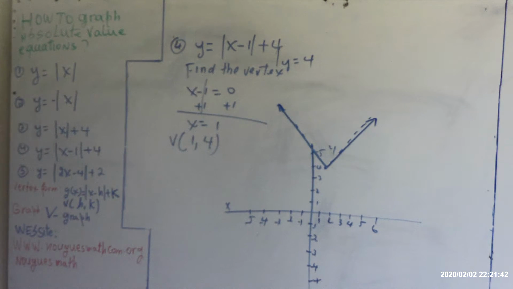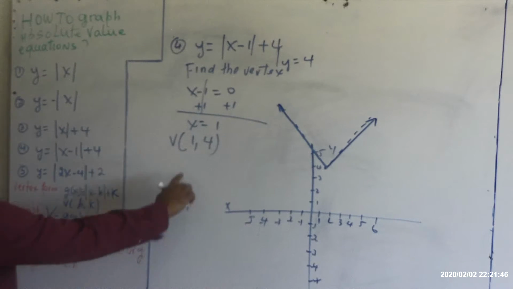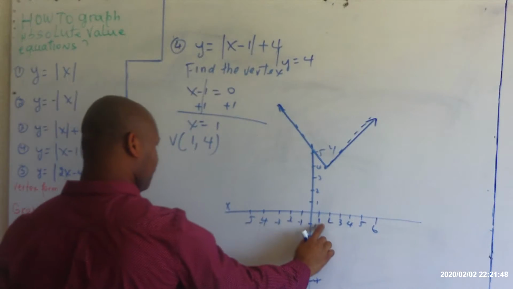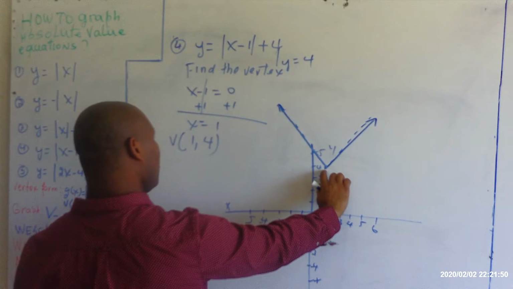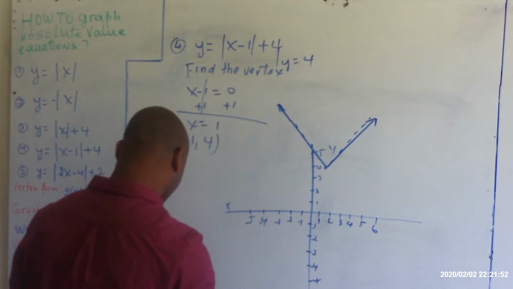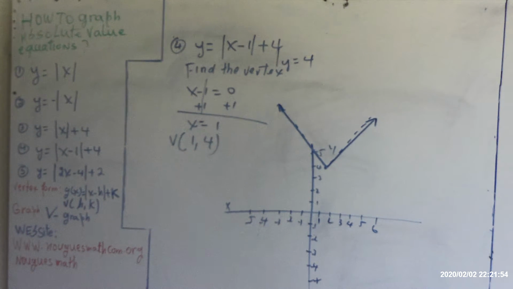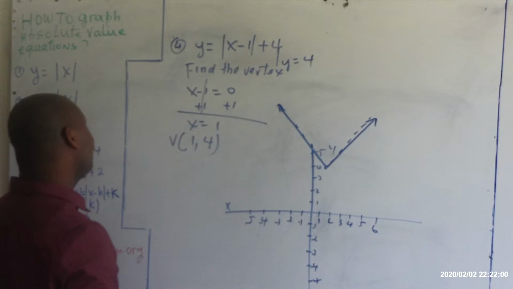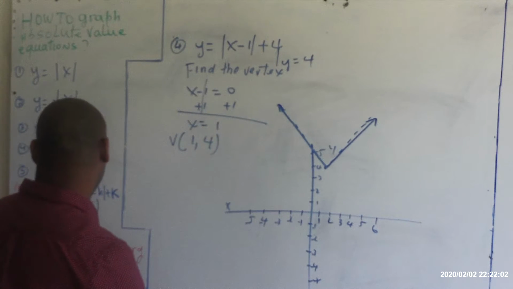Yes. Very nice. So this is my V graph. This is the 1, this is the x. Go up 4, this is the y-axis. Okay? Very nice. You don't need to make a table. If you make a table of values, you will have the same thing. But it's easier to graph with the vertex.